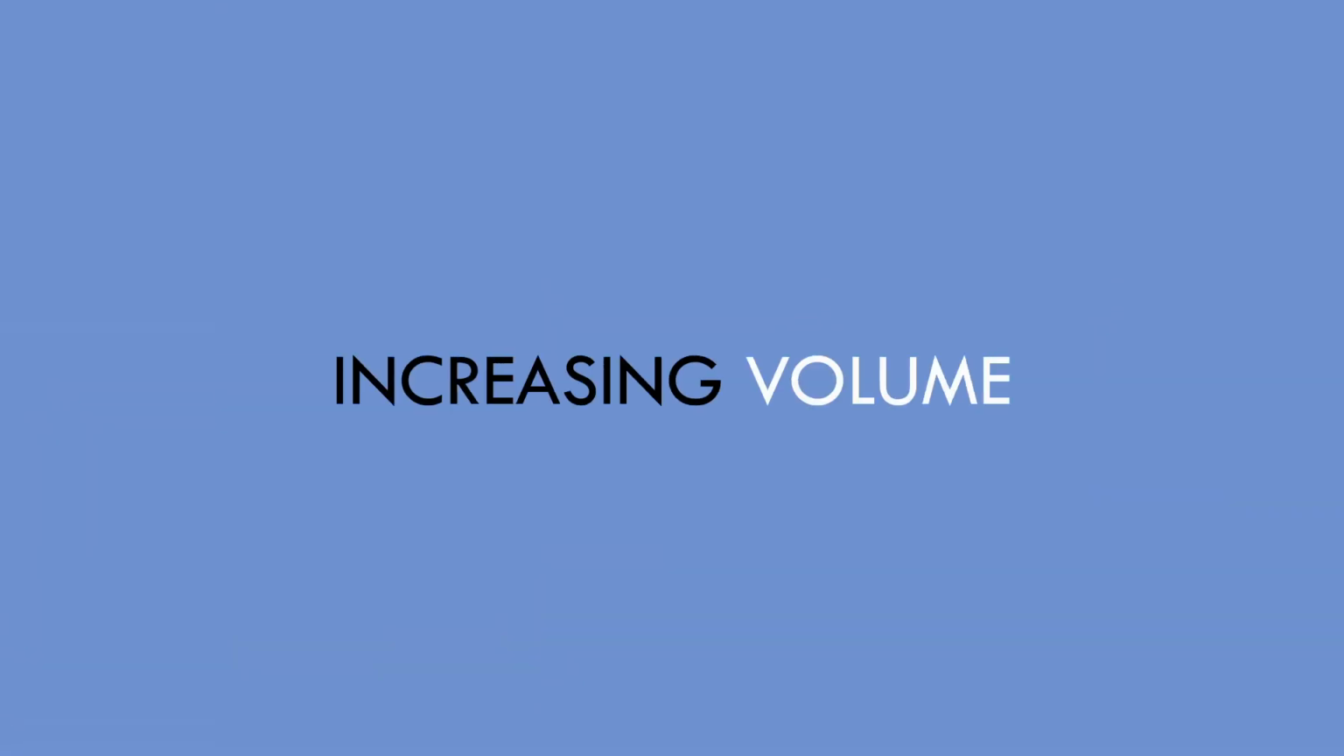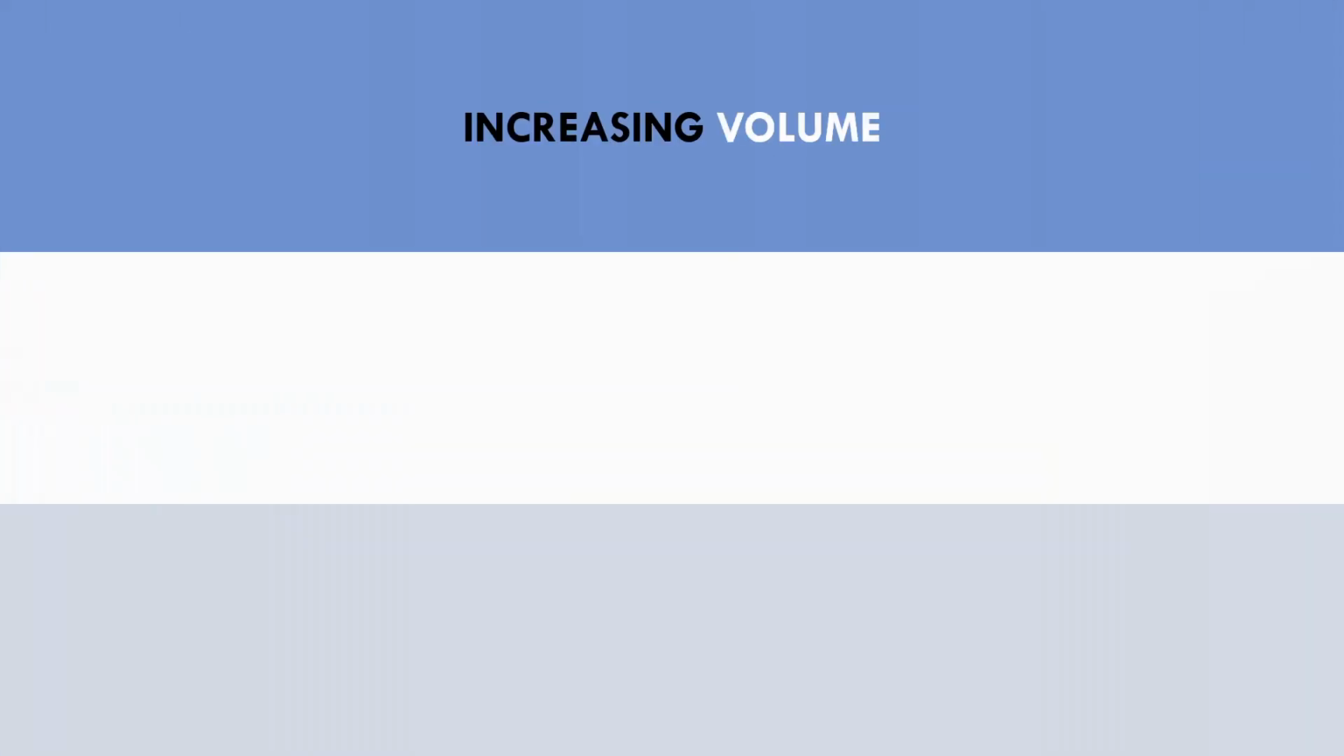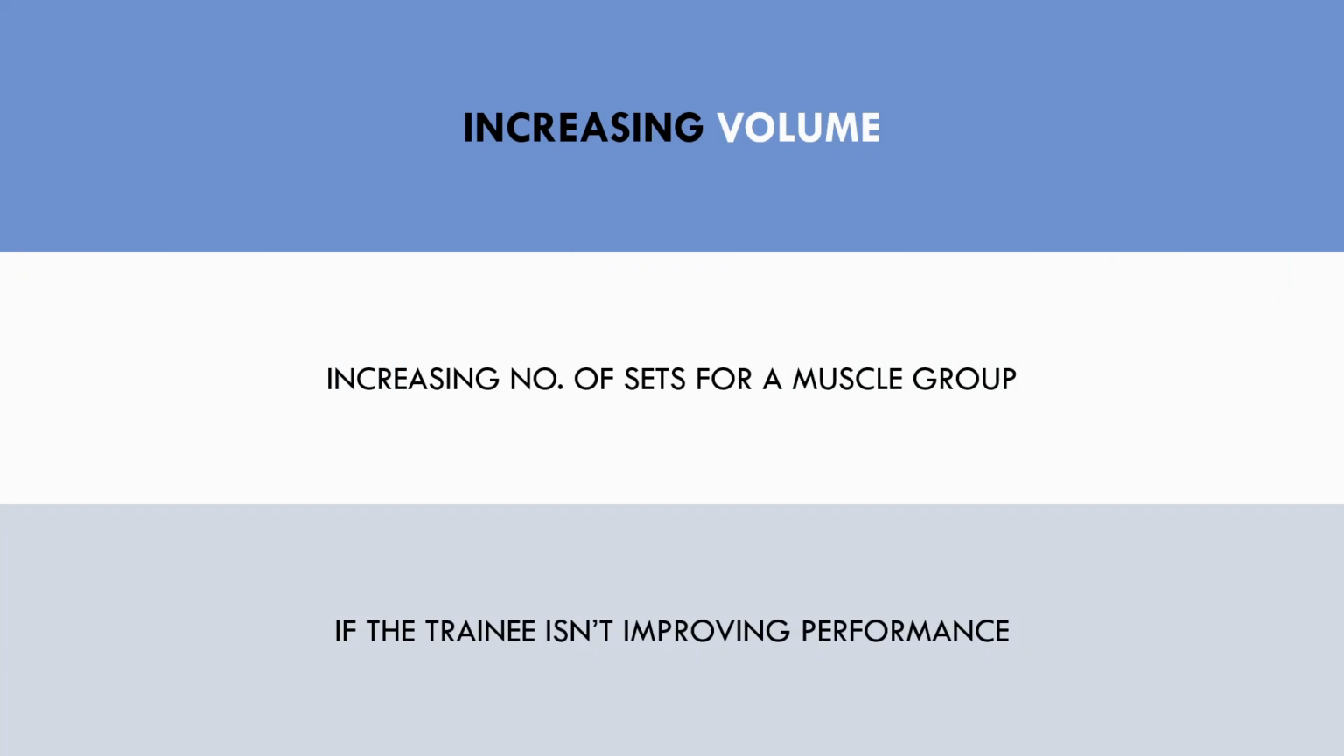The third application of progressive overload is to increase volume. This should be applied if the trainee isn't seeing improvements in performance over time. If they aren't performing more reps over the mesocycle on average, the total volume may not be high enough to provide hypertrophy adaptations. By increasing total weekly volume for a particular muscle group, the hypertrophy dose should be greater.